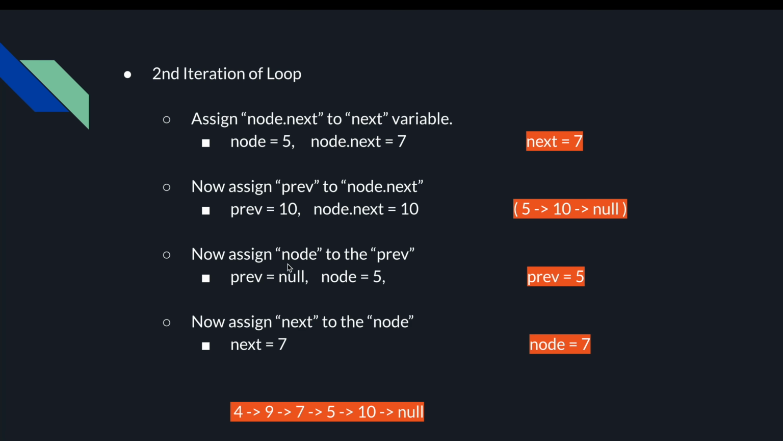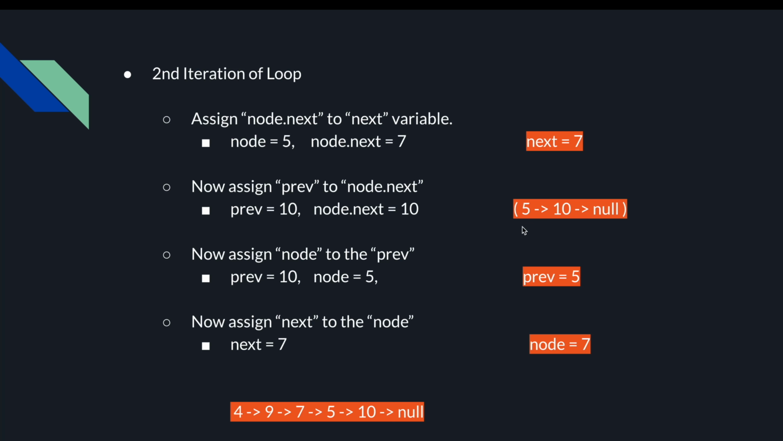The third step, now assign node to the previous variable. The value of the previous variable is 10 here, but we have to now assign the value of the variable node to the variable previous, and the node variable is pointing to node 5, which means now the previous variable will point to node 5. In the next step we will assign the value of the next variable to the node variable, so that the current node changes from 5 to 7 now. I hope this all makes sense to you.